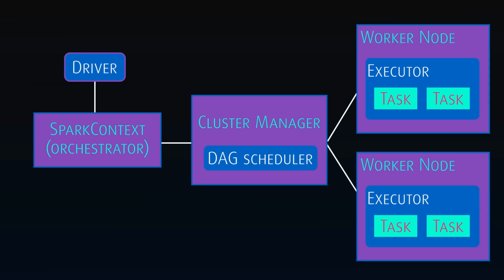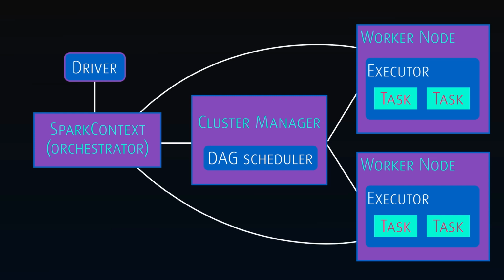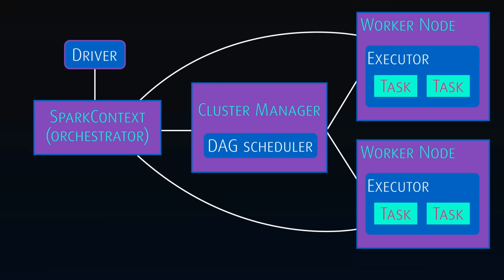Then the executors residing in the worker nodes are dynamically launched by the cluster manager. They run a task and return that result to the driver. All of this makes up the core engine for Spark. On top of that, there are several library modules that allow developers to easily interact with the core engine.